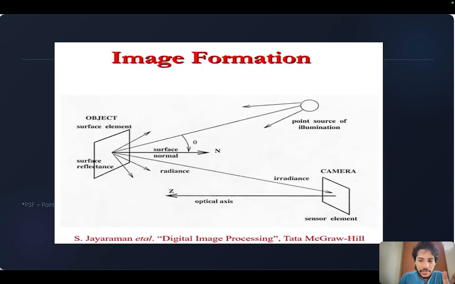This is the diagram, the structural view, of how the light source is converted after deflection from an object and turned into digital format. You can clearly see here my mouse cursor moving. This one is the point source of illumination, basically a light source which gives the power, photons or power. We can basically take it as the sun or any other light source.